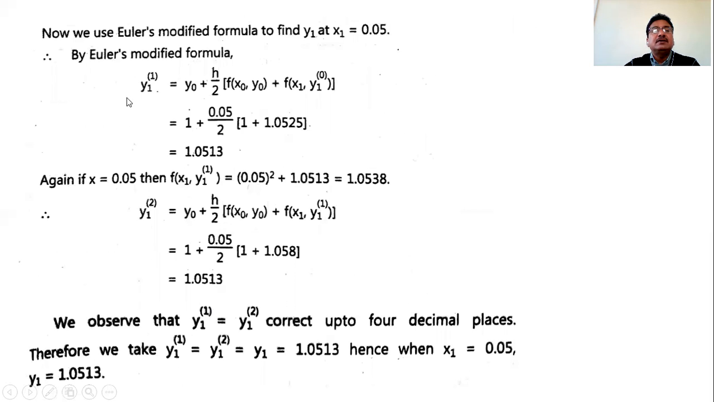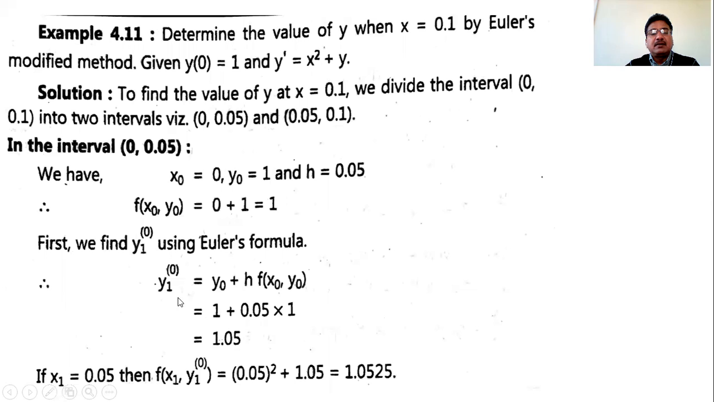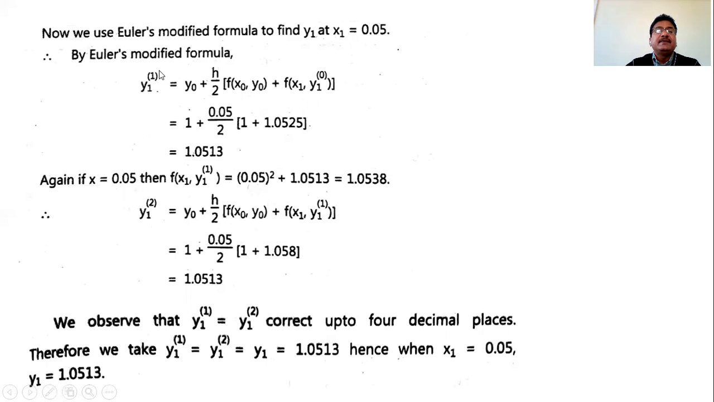So this is f of x1, y1 superscript 0. And then write Euler's modified formula. So what is y1 superscript 1? By Euler's modified formula, y1 superscript 1 is the value at 0.05, but this one, by Euler's method, is the value at 0.05, and this is Euler's modified method. Then y1 superscript 1 is y0 plus h by 2 f of x naught, y naught plus f of x1, y1 superscript 0. Substitute y naught, h is 0.05 divided by 2, f of x naught, y naught is 1, and f of x1, y1 is this. And then we have this answer. So this is y1 superscript 1.